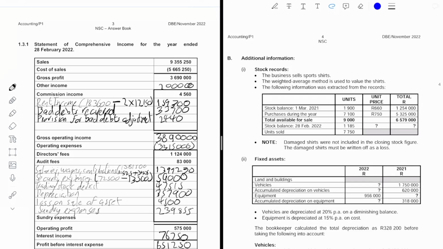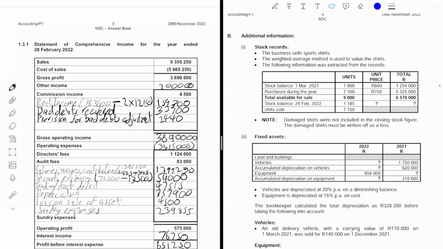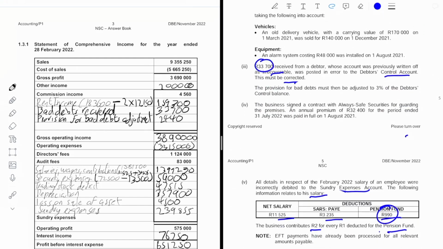Wasn't too difficult. But then we still have the equity and liability section of the statement of financial position to do.